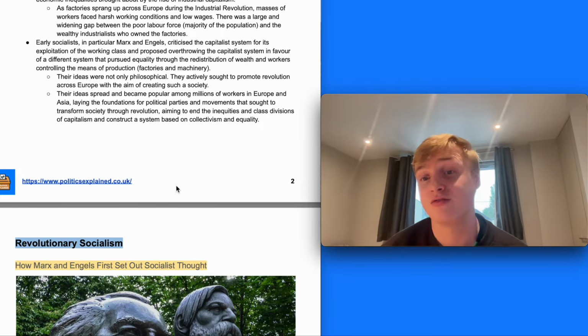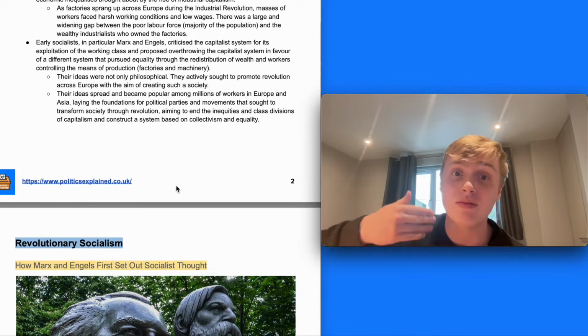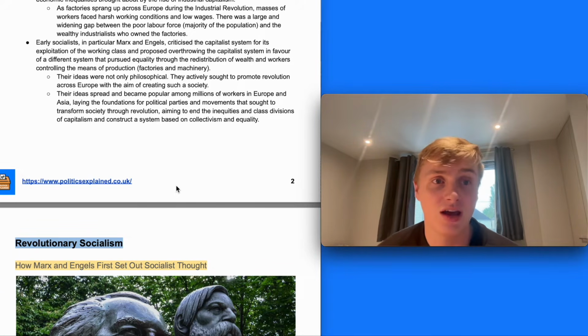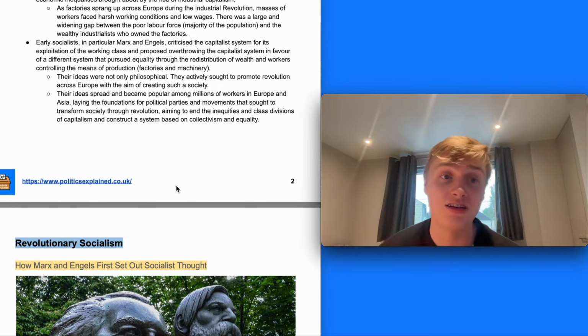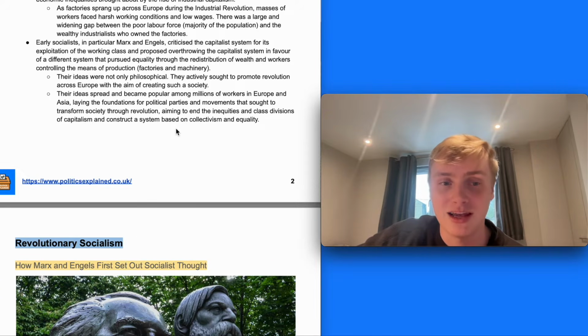They weren't only philosophical ideas, they had a very real political impact. They sought not just to outline these ideas, but to promote revolution across Europe with the aim of creating such change and such a society. And their ideas ultimately spread and became popular among millions of workers in Europe and Asia, laying the foundation for political parties and movements that sought to transform society through revolution, with some of them ultimately being successful in revolution, as we'll see a bit later in the video.